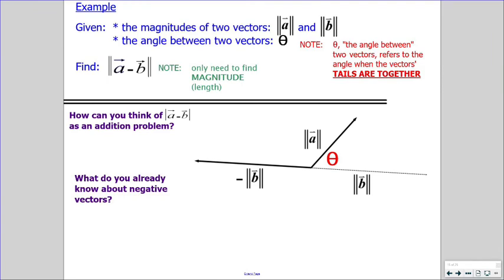Okay, so then for the second part of this problem, we were asked to find a minus b, the magnitude of that vector a minus b. So this is where it gets a little bit trickier. When we subtract vectors, we're going to approach it slightly differently. We know how to find the negative vector. A negative vector has just the opposite direction.